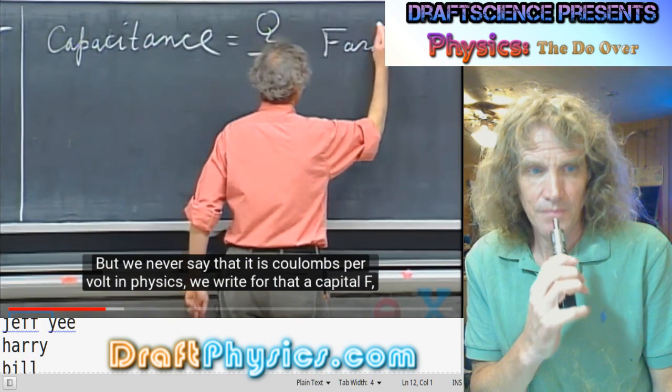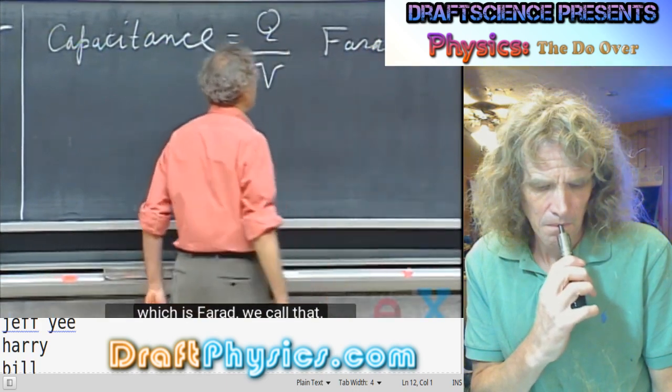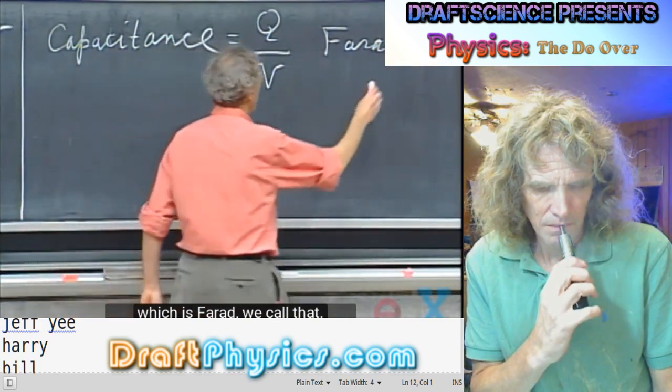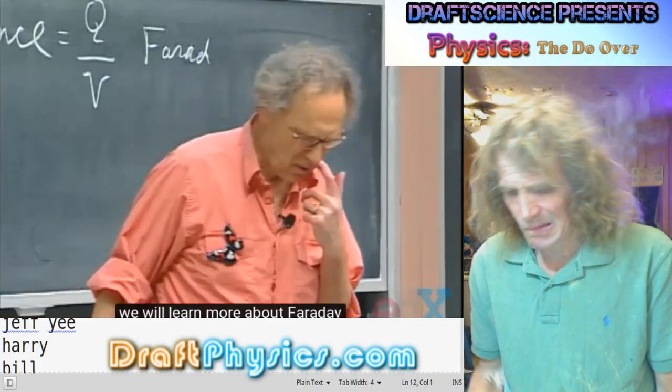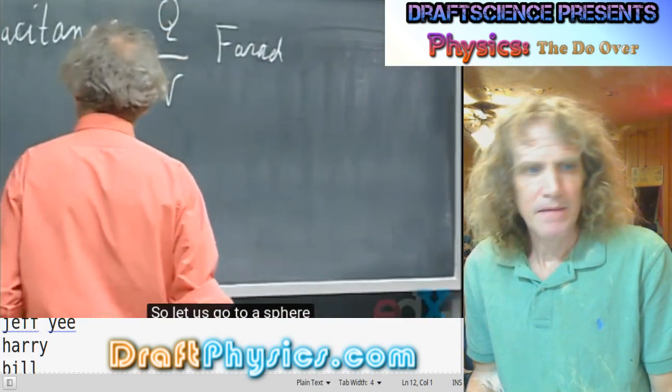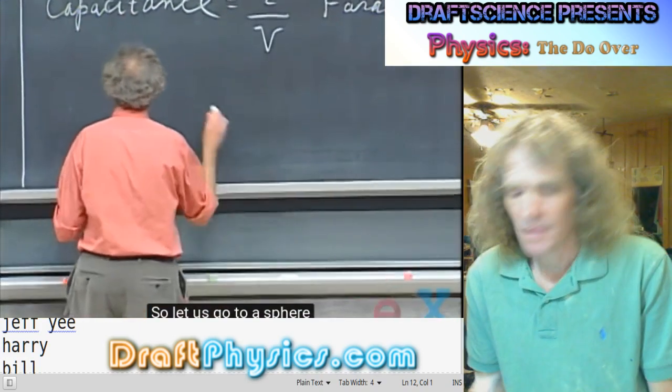Capital F, which is farad. We call that 1 farad, the unit of capacitance, undoubtedly called after the great maestro Faraday. We will learn more about Faraday later in this course. So let us go to a sphere which has a radius r.